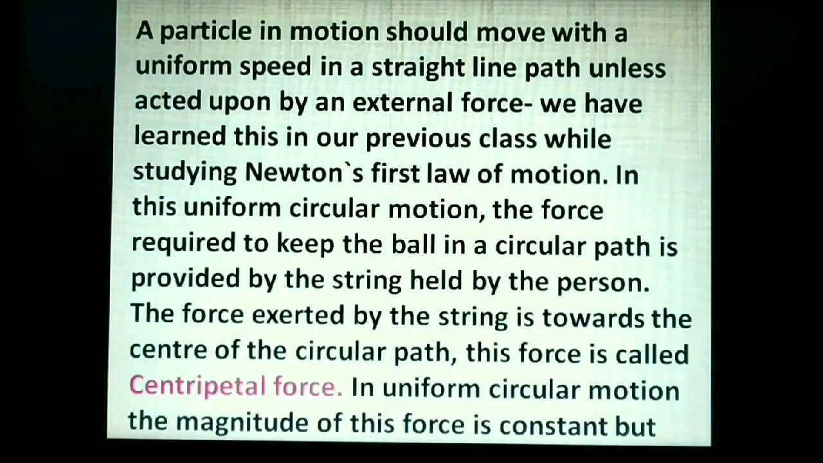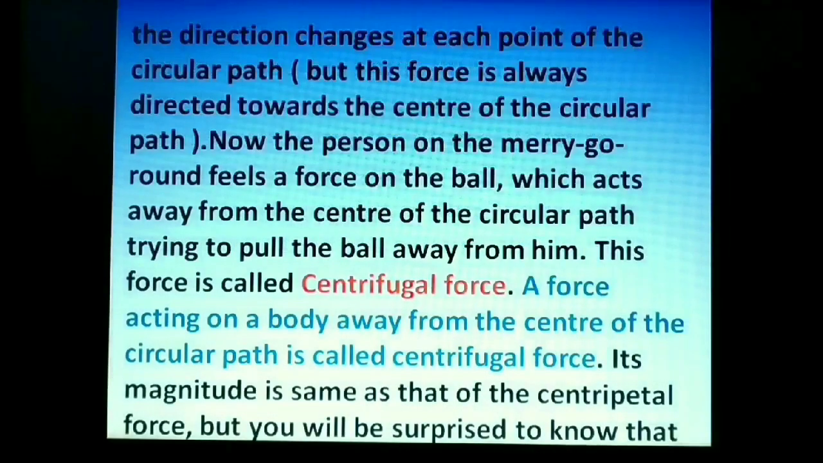Now, a particle in motion should move with a uniform speed in a straight line path unless acted upon by an external force. We have learned this in our previous class while studying Newton's first law of motion. In this uniform circular motion, the force required to keep the ball in a circular path is provided by the string held by the person. The force exerted by the string is towards the center of the circular path, and this force is called centripetal force. In uniform circular motion, the magnitude of this force is constant, but the direction changes at each point of the circular path. But this force is always directed towards the center of the circular path.